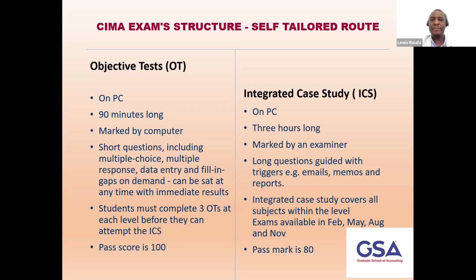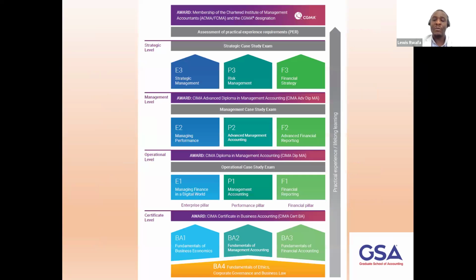For you to be able to qualify to write the case study, which I mentioned earlier, you must first complete the objective test for each level. Take note, at certificate level, there is no case study. Case study started at the professional level, which is the operational level. So for you to qualify to do the case study, you must pass the E1, P1, F1 objective tests. Same applies to management level. Same applies with the strategic level.